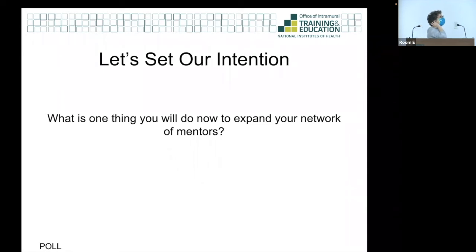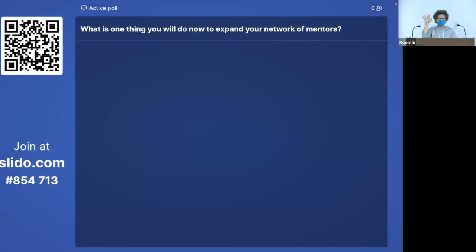One thing you're going to do now to expand your network of mentors. One thing, just make a commitment. Maybe you're going to reconnect with a mentor you haven't connected with. Maybe you're going to visit the program director. What's one thing that you're going to do?